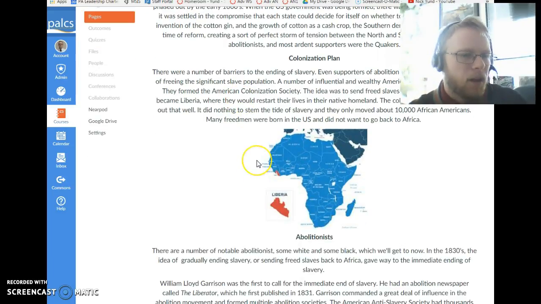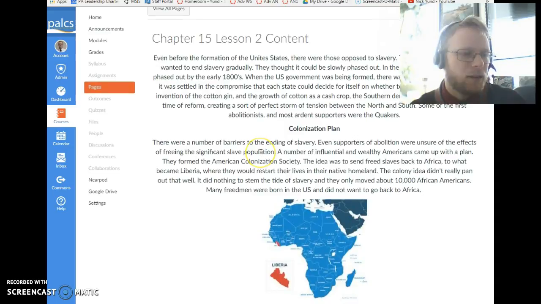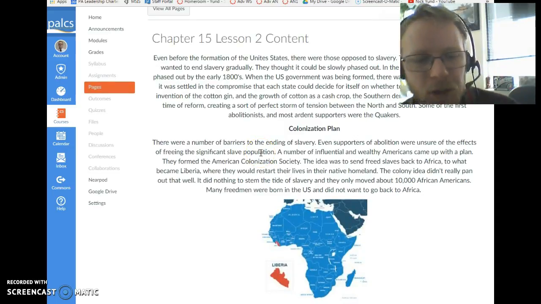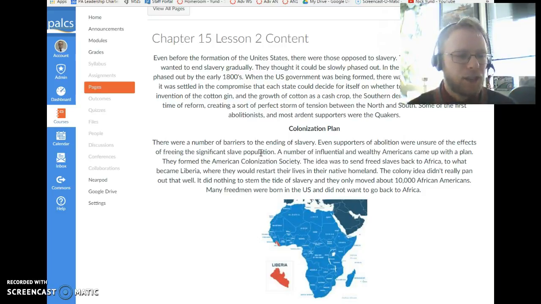So there was this plan that they had. They called it the colonization plan. There were a number of barriers to ending slavery. Even supporters of abolition were unsure of the effects of freeing a significant slave population into the country. A number of influential and wealthy Americans came up with a plan. They formed the American Colonization Society. The idea was to send free slaves back to Africa to what would become the country of Liberia.